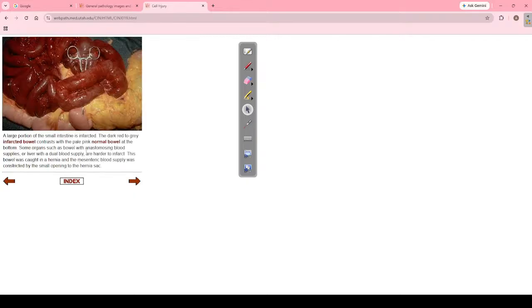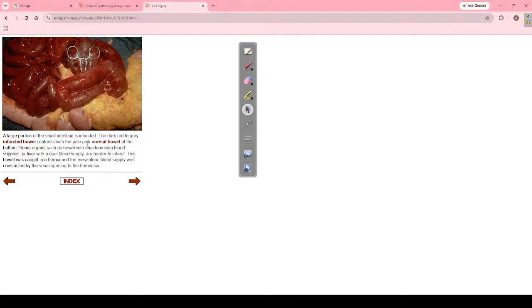Then we have ischemia of a large part of the bowel. This appears red to grey in the infarcted bowel, in contrast with the pale pink which is seen here. Here you can see normal bowel, it's all pale pink, here it's very much red. Some organs with anastomosis blood supply, such as bowel, or liver with a dual blood supply, are harder to infarct.